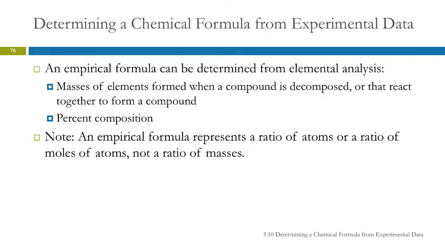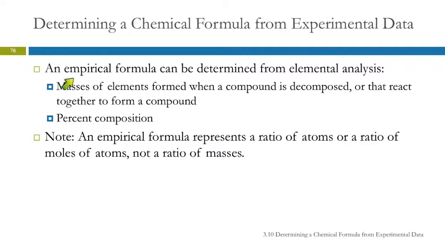Okay, determining a chemical formula from experimental data. We talked about what an empirical formula is. It's the lowest ratio of elements. This is the type of formula that we can get by experiment.